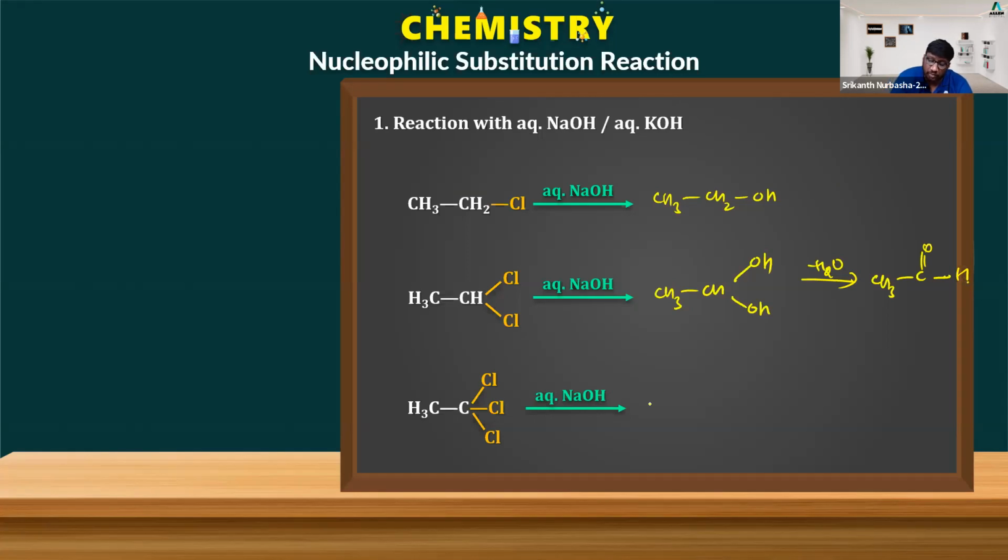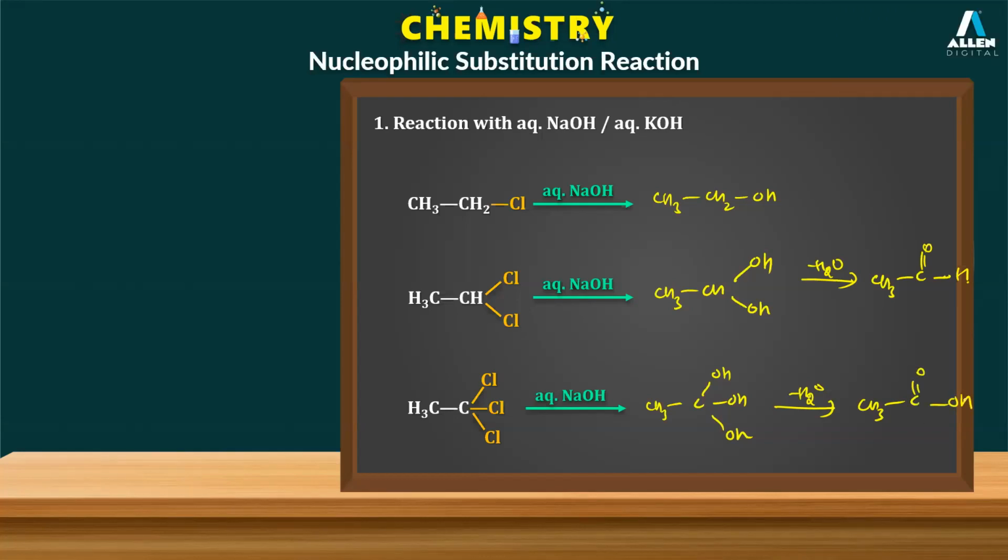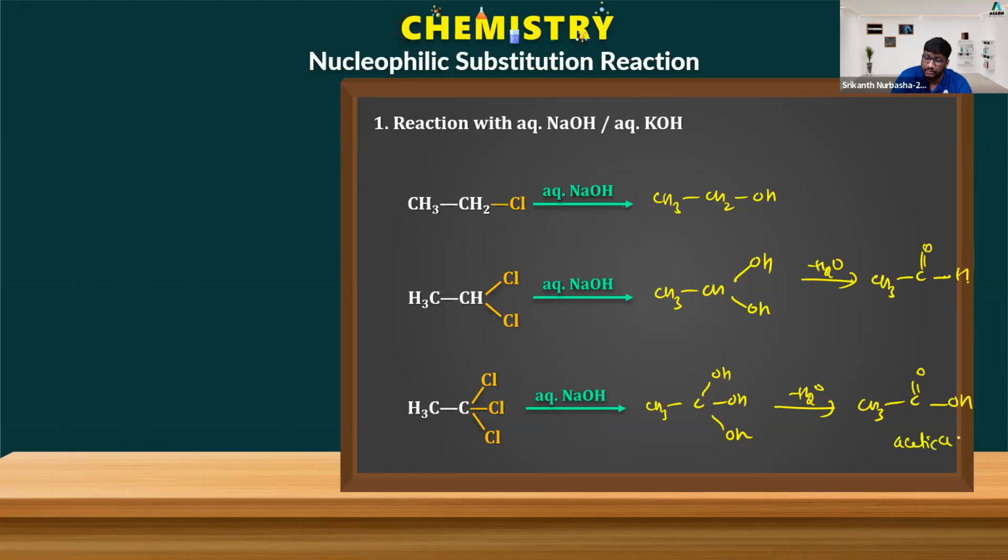Three chlorines are there. All three chlorines will be substituted with three OH groups. So what happens in the final case? Loss of water happens. You get CH3, C double bond O, OH. Okay, acetic acid is obtained. In the second case, acetaldehyde; in the first case, primary alcohol. This is the reaction with aqueous NaOH or aqueous KOH where nucleophilic substitution has been done.